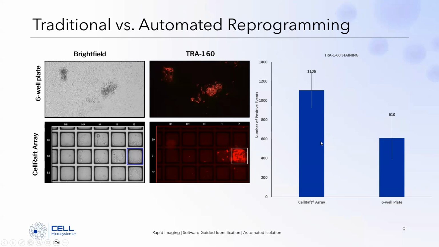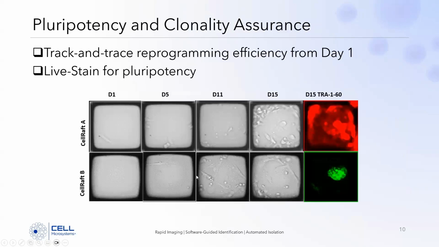As you can see here on the right-hand side of the slide, we actually quantitated this. My poor research associate went into the lab and manually counted every single TRA160 positive spot in the 6-well plate compared to the automated method using our software to calculate TRA160 positive rafts on the air system. And what you can see here quite clearly is that just by seeding the cells on the array from the same exact electroporation, we were able to recover almost 2 times the number of reprogrammed colonies compared to the standard 6-well plate format.